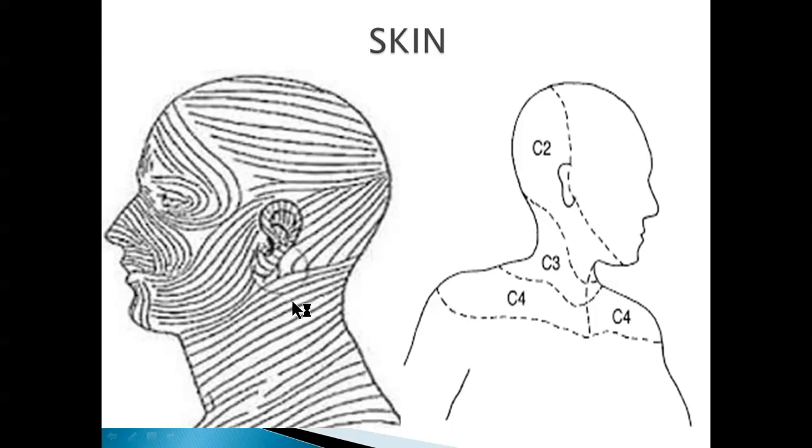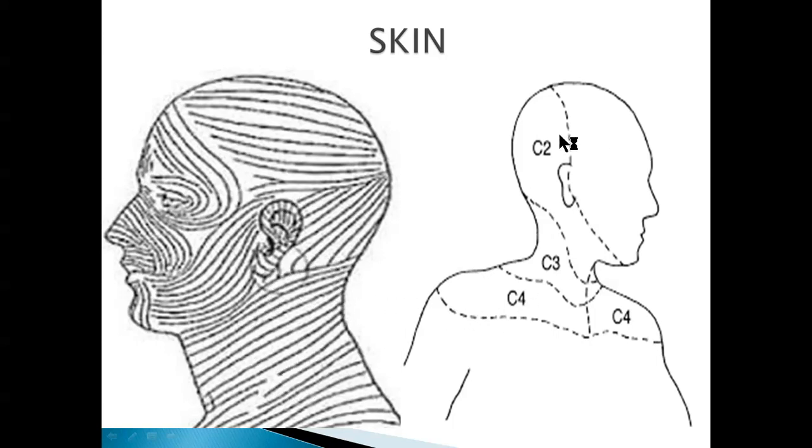If we talk about the skin of the neck region, we can easily appreciate the Langer's lines are horizontally placed. So a question can be asked: how are the Langer's lines in the neck region placed? So we can see they are all horizontally placed. So our skin incision also should be horizontal. One point done.